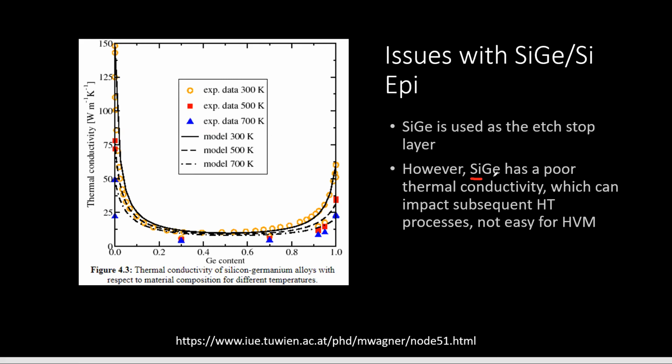So when you add a new material to your wafer, every high temperature process that you have in your process has to be adjusted and readjusted. And that's your TD work. It's not a simple thing.